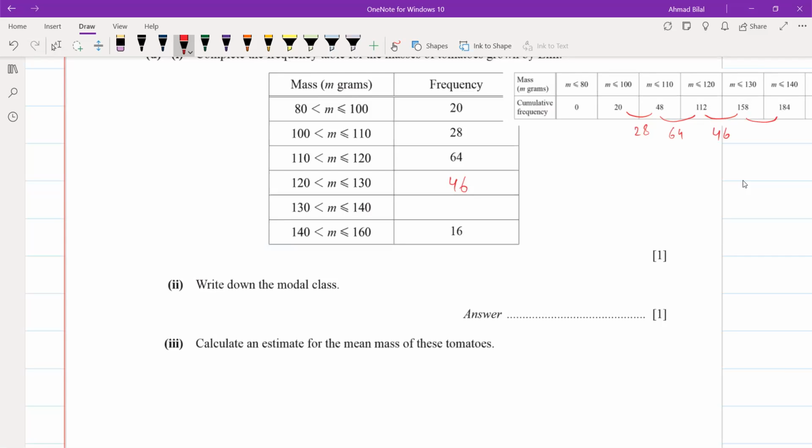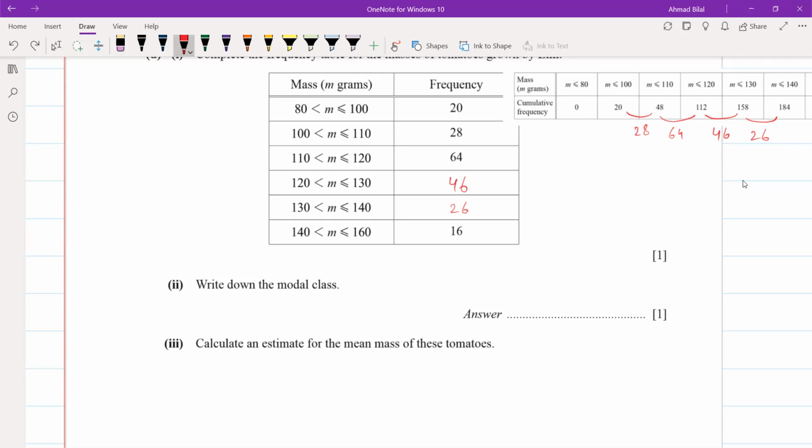Again, 184 minus 158, what's that? That is 26. So the next number here should be 26. ठीक है. और फिर अगला उसने आपको 16 already दिया हुआ. Just to verify, you can check ये total आपके पास क्या आता है. The total should turn out to be 200. Just to verify, you can do that. Total 200 ही आ रहा है.